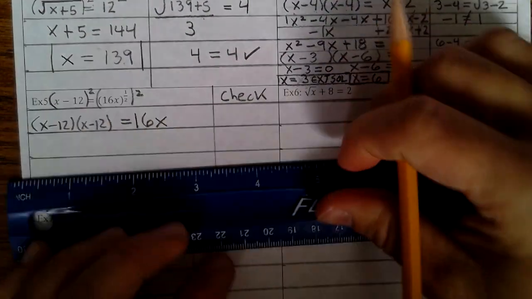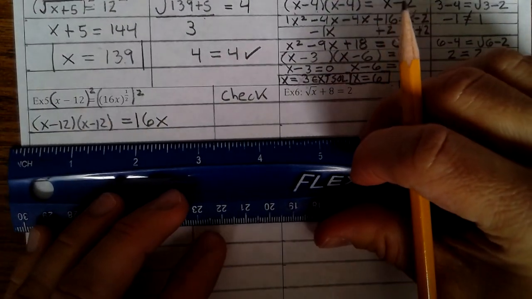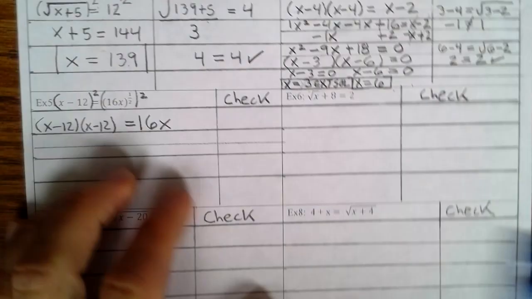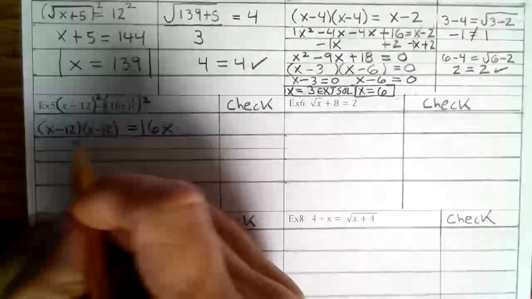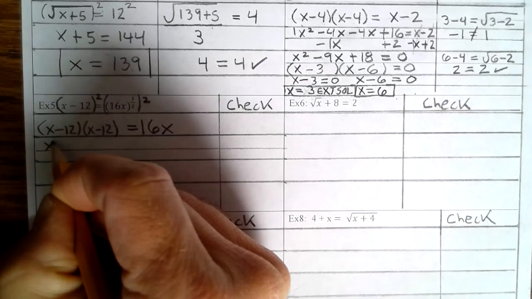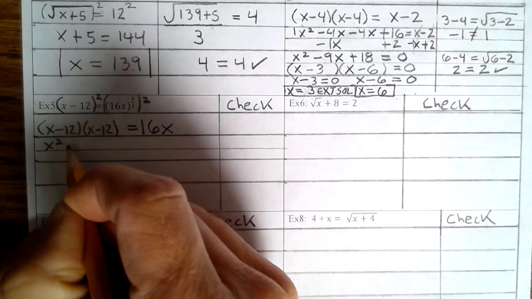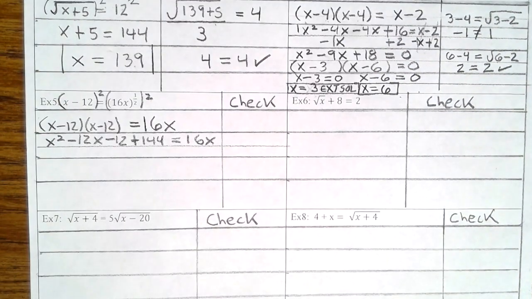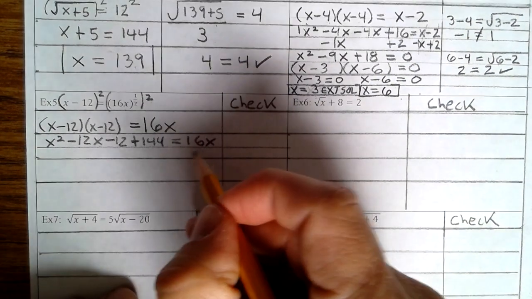All right, so now it's FOIL. X times x is x squared. X times negative 12 is minus 12x, minus 12x, plus 144 equals 16x. Now we need everything on one side, so we're going to subtract 16x from both sides. Let's add another line.